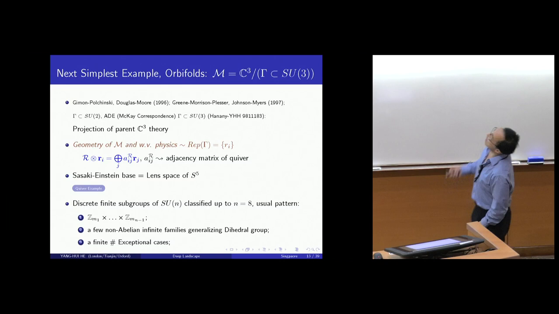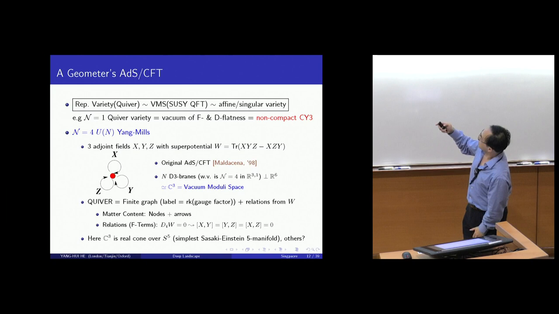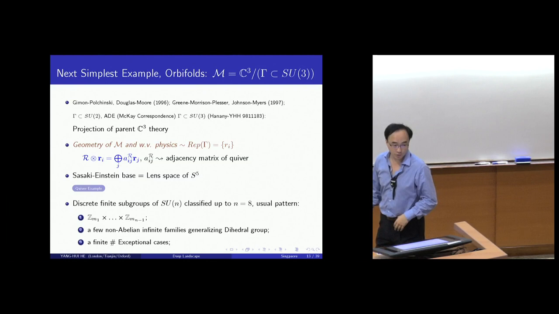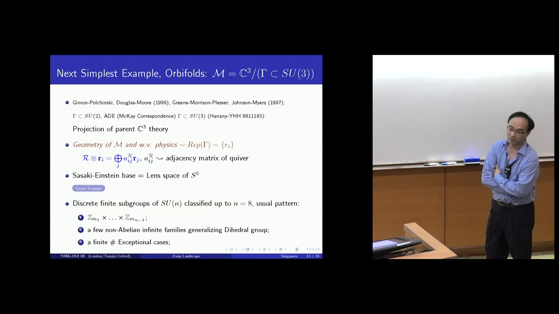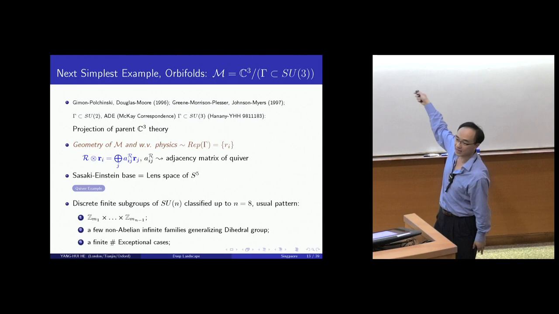You can take orbifolds. That's your first favorite thing. If you take the orbifold theory of C^3, you just take some discrete finite subgroup of SU(3), and then you find its representation. The quiver here is actually just the generalization of the McKay quiver, which is the SU(2) case. Interestingly, since I'm fascinated by classification problems, the discrete finite subgroups of SU(N) have been classified up to N equal to 8. There's no reason to stop at 8, it's just I think people run out of energy. Of course, this is the trivial case, and then some kind of generalization of the dihedral, and then some exceptional cases. And then you just go on.